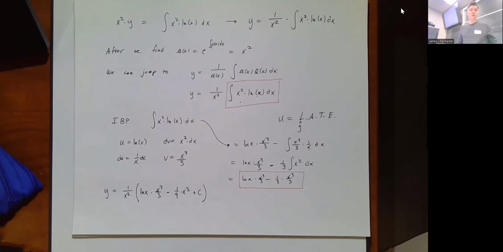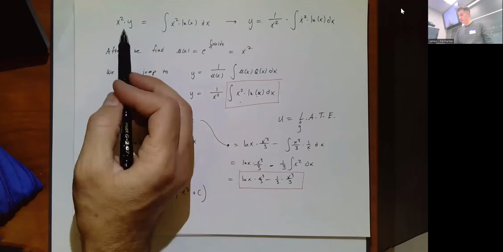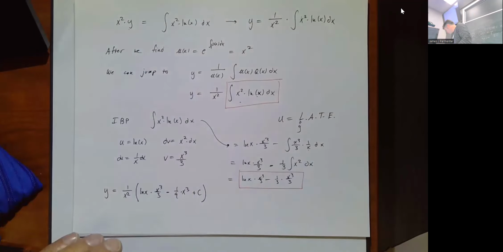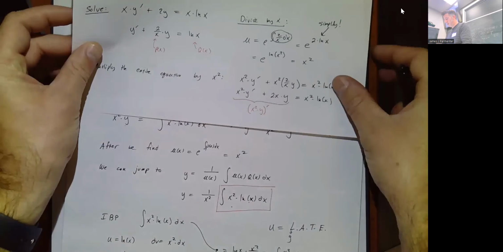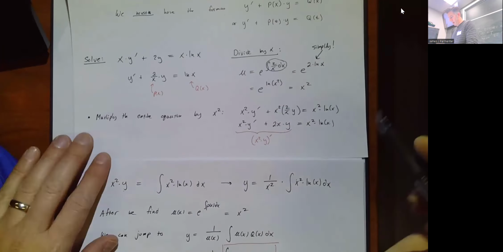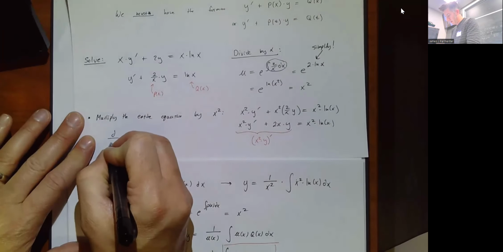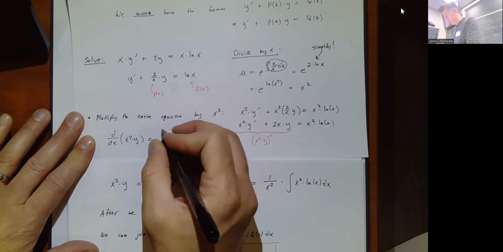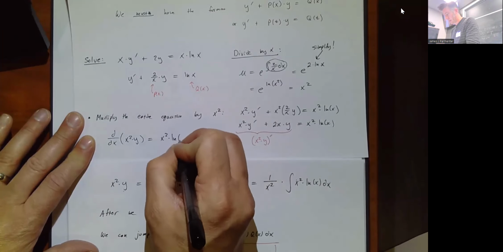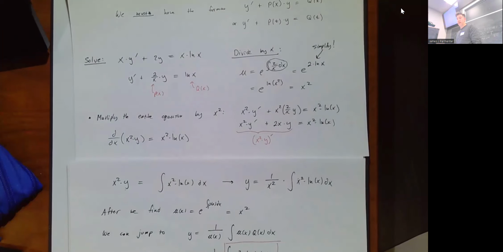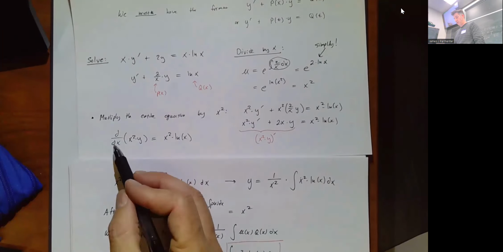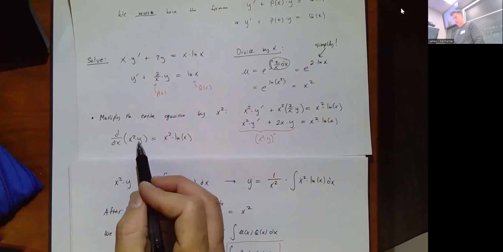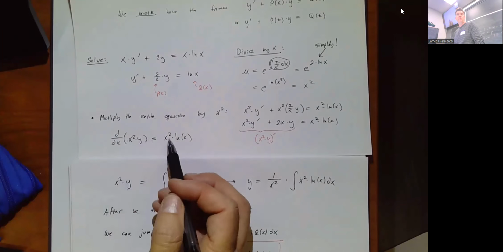The one thing I don't understand is how you got x squared y on the top. Right here? Yeah. From this previous step, we had that the derivative of x squared times y is equal to x squared times the natural log of x. And then what we did to both sides, we said, well, if the derivative of this equals that, then this stuff here has to be the antiderivative of that.